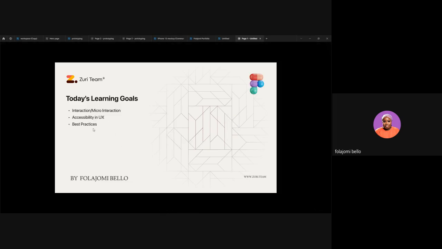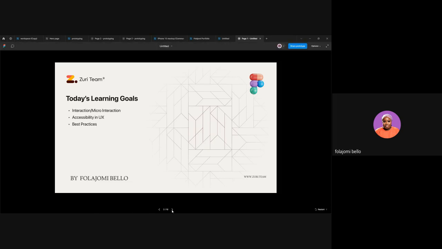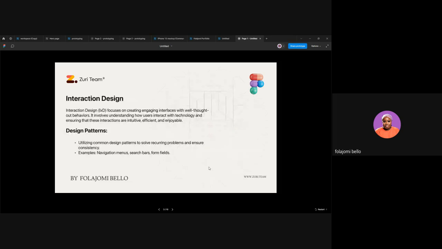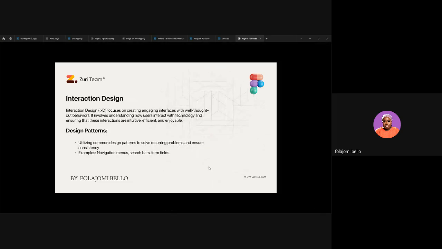Like I said, today's learning goal is to learn about interaction, micro-interaction, accessibility in UX, and best practices of doing accessibility in UX. Now, interaction design focuses on creating engaging interfaces with well-thought-out behaviors. It involves understanding how users interact with technology and ensuring that these interactions are intuitive, efficient, and enjoyable.